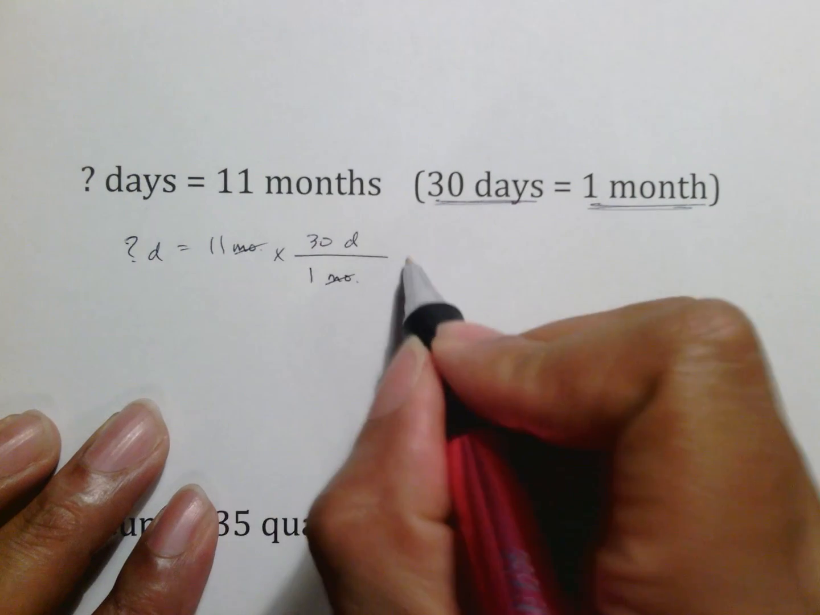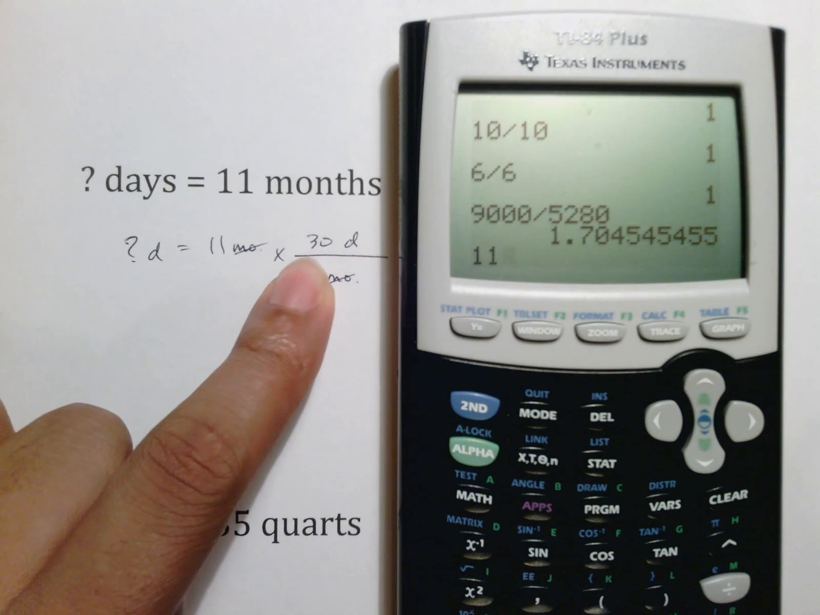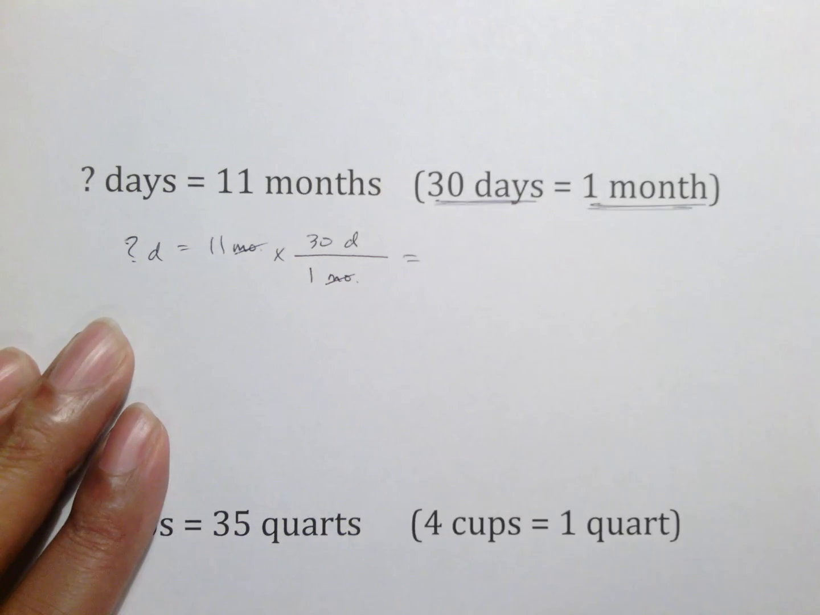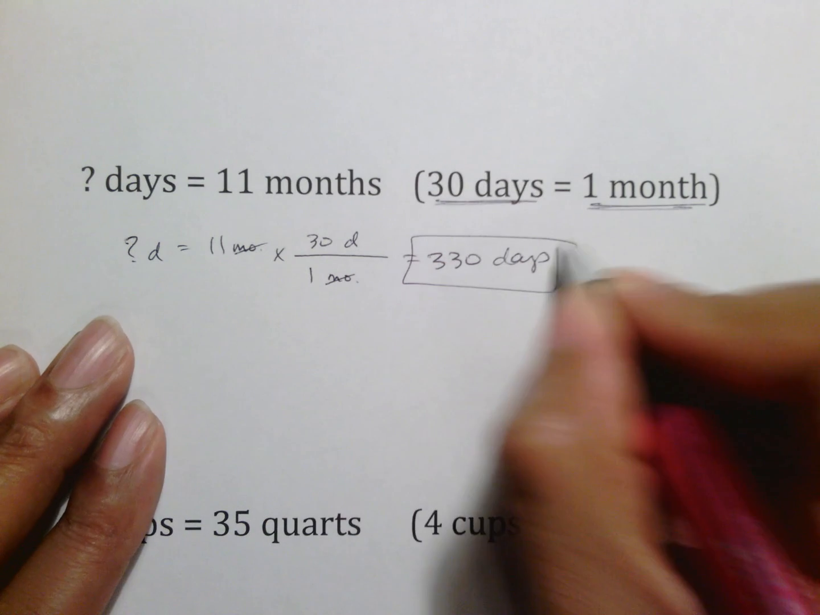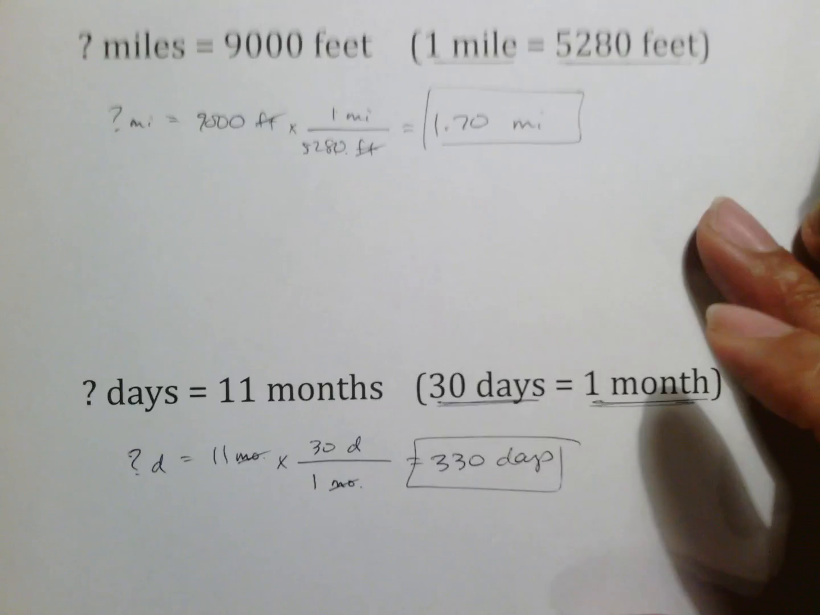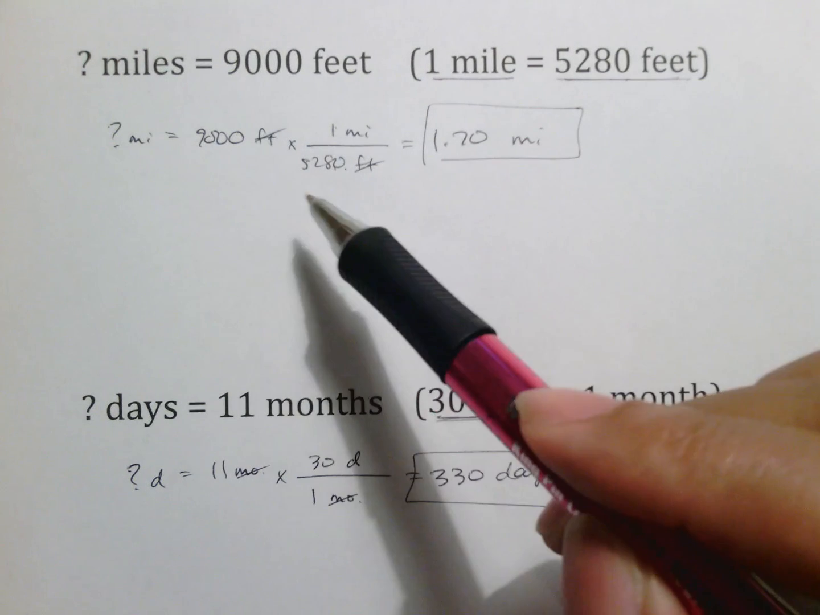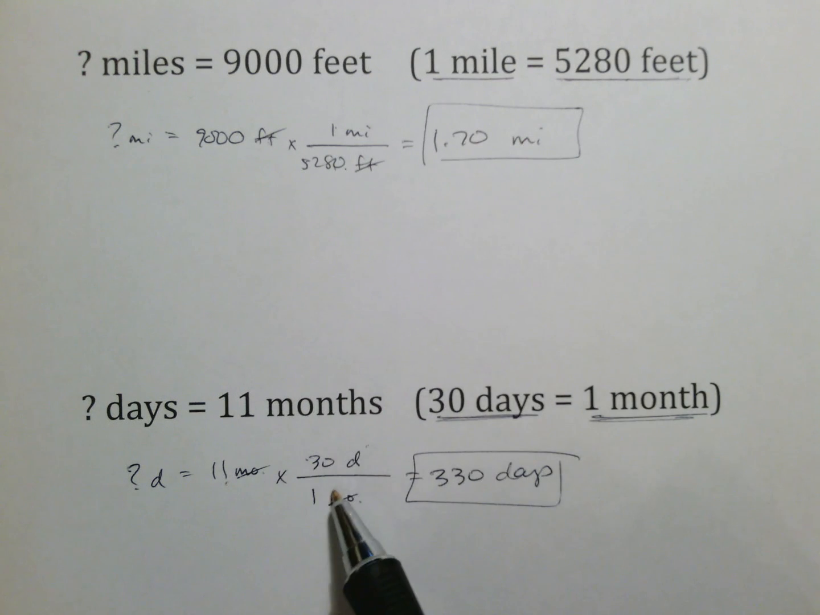And because this 30 is on top, you're going to multiply. So this time we type our 11, but now we do times 30 to get 330 days. Again, on the bottom, like we saw here, you did 9,000 divided by 5280. On the top, it's 11 times 30. Again, you can ignore the ones because the ones really don't do anything for you.